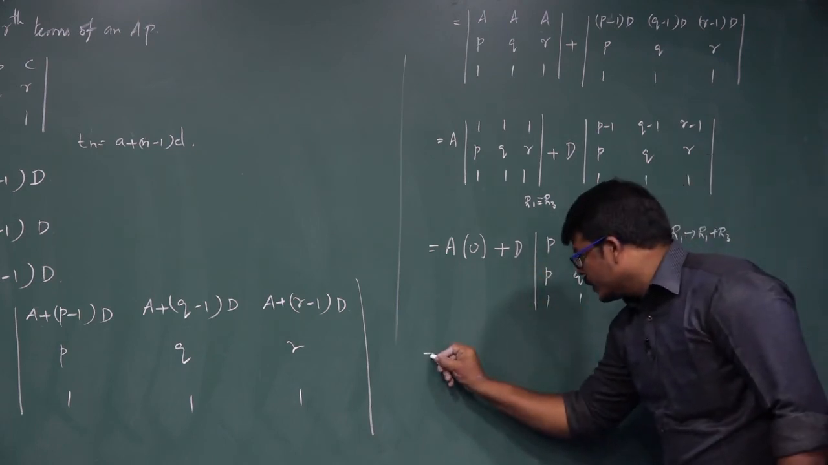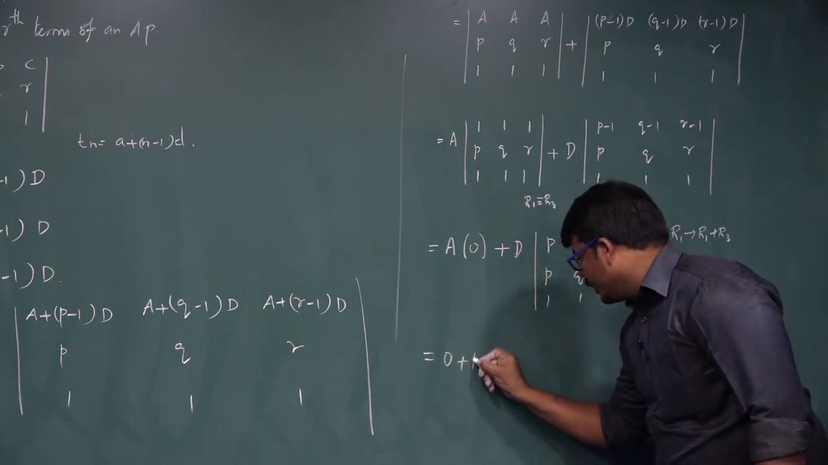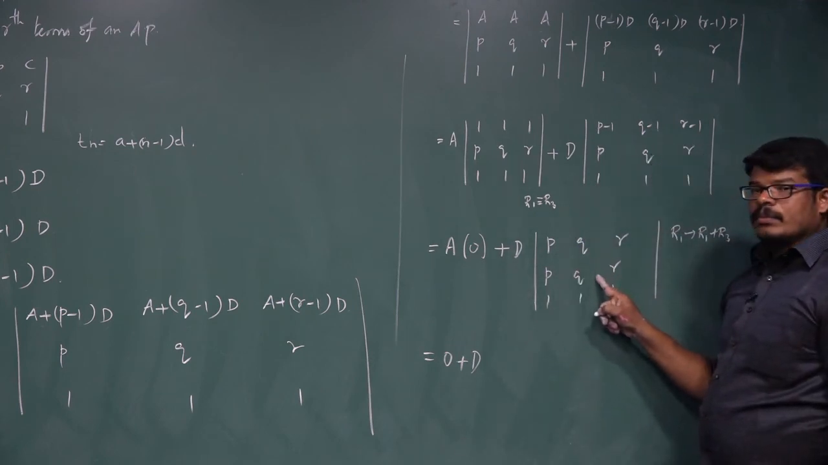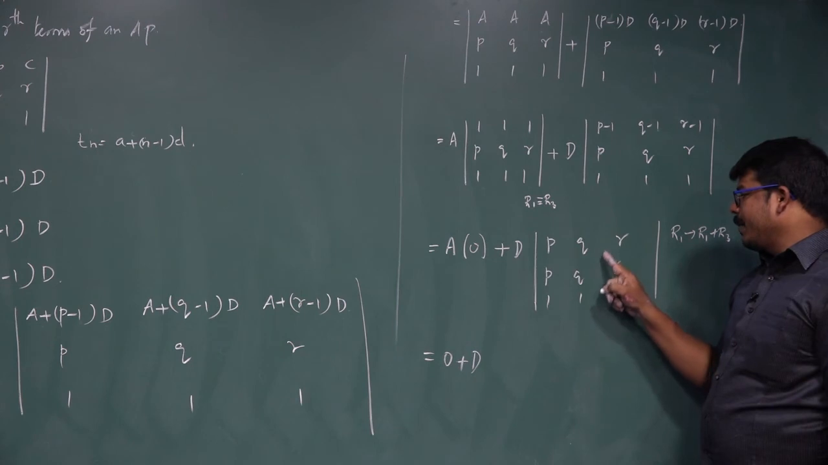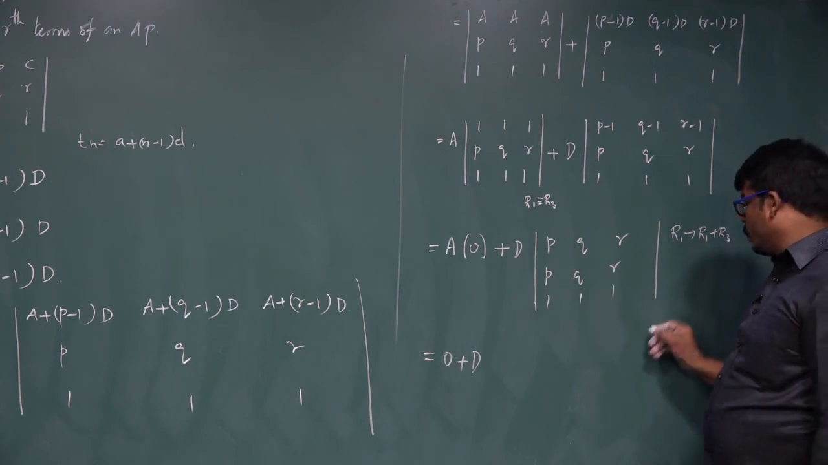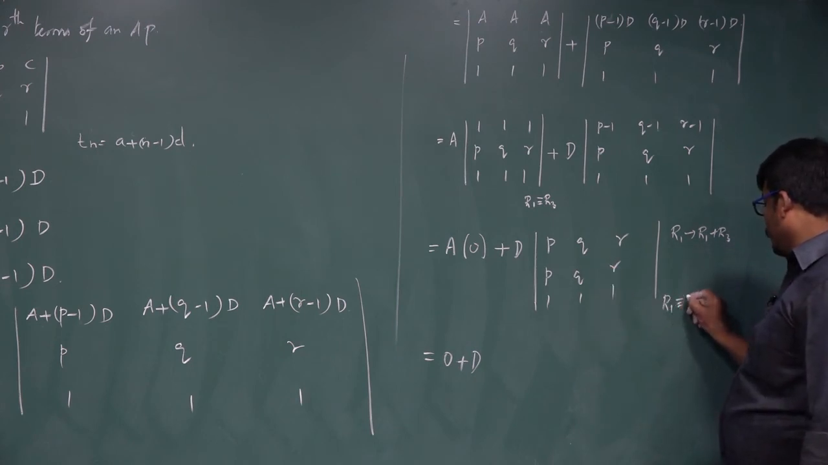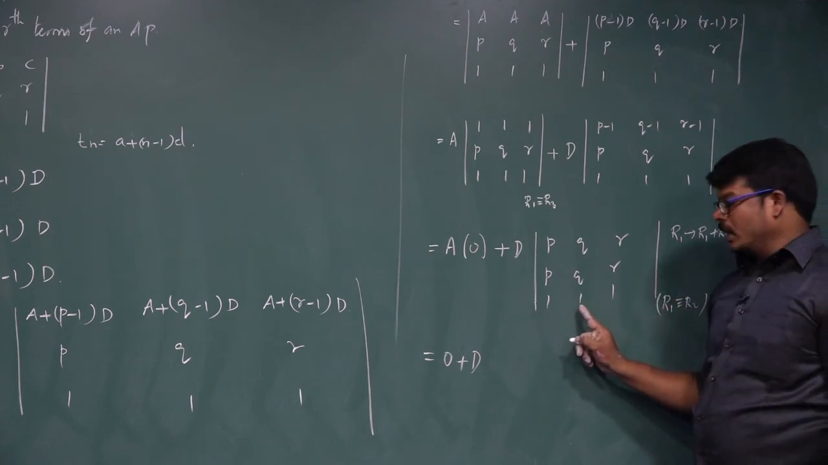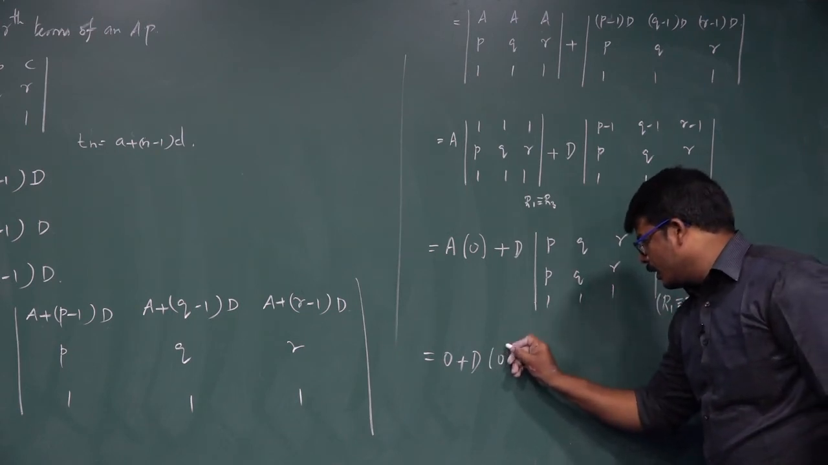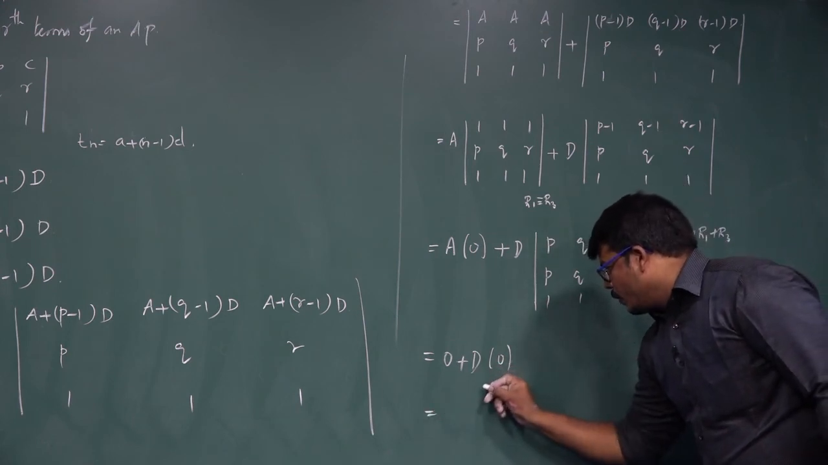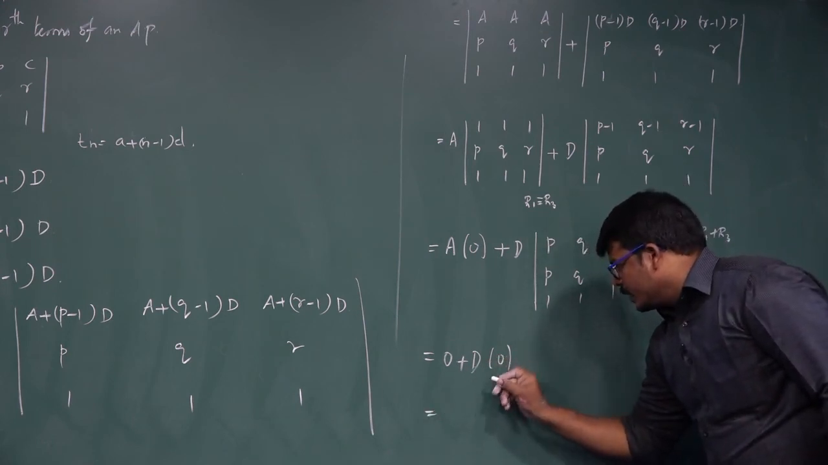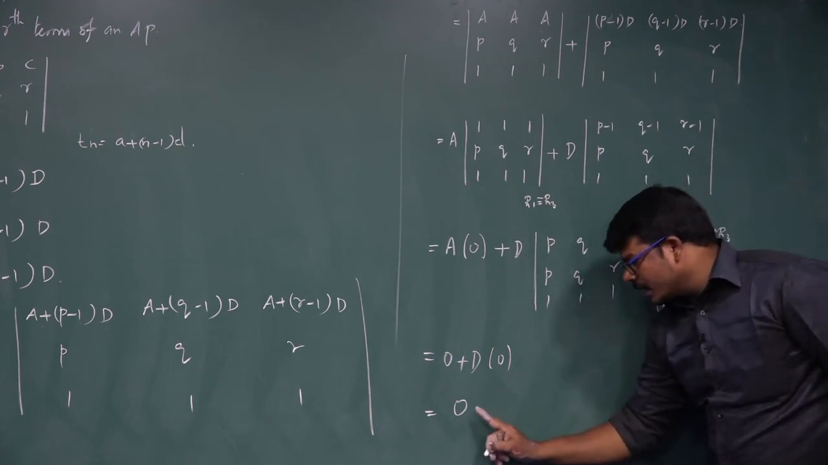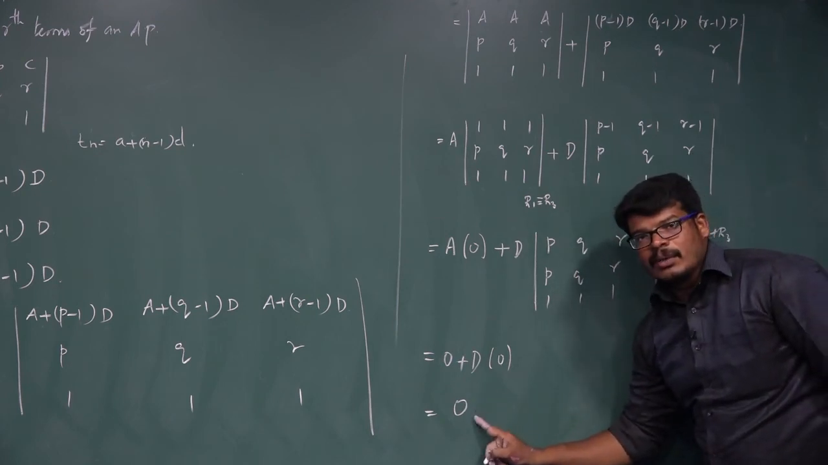This A times 0 is 0. 0 plus D into the determinant with rows P, Q, R; P, Q, R; and 1, 1, 1. Comparing the two rows R1 and R2, R1 is identical to R2, so the value of the determinant is 0. 0 plus D of 0 is 0. 0 plus 0 is 0. Therefore, the value of the determinant is equal to 0.